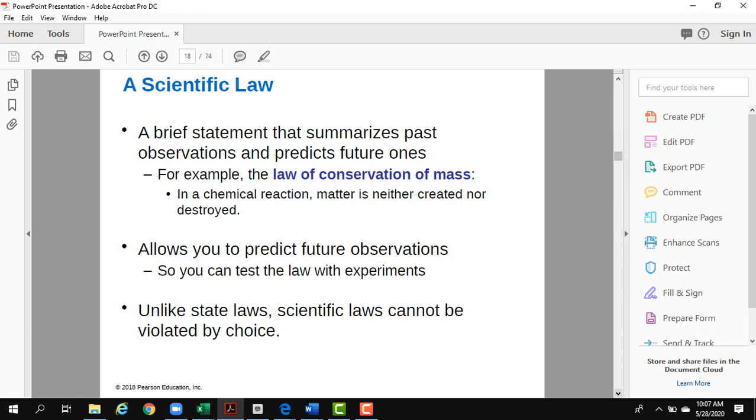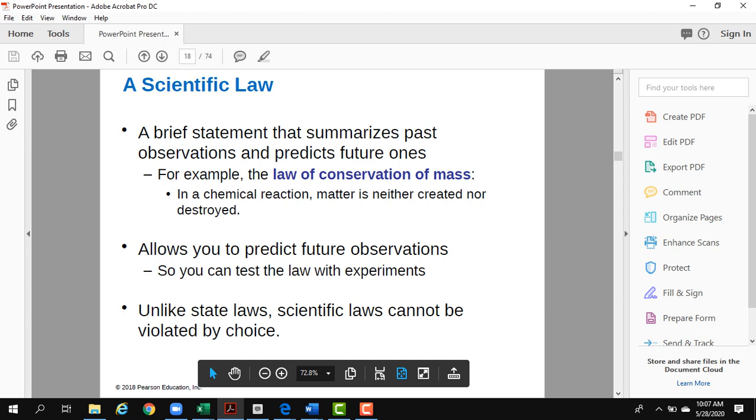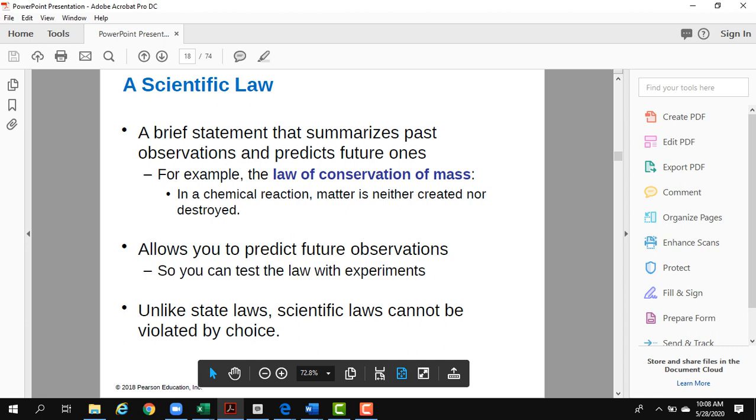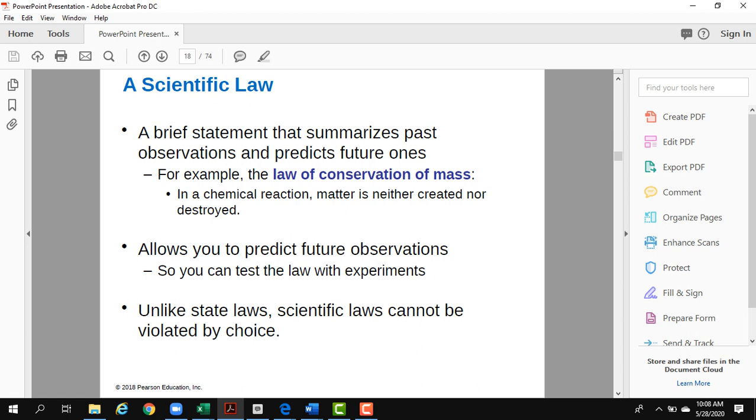The very first law we are learning is the law of conservation of mass. Lavoisier is the scientist who came up with the conservation of mass. It says, in a chemical reaction, matter is neither created nor destroyed. So this is the law of conservation of mass. That means mass always remains the same. If not created nor destroyed, it is transferred to another type of element. Nothing is created nor destroyed.